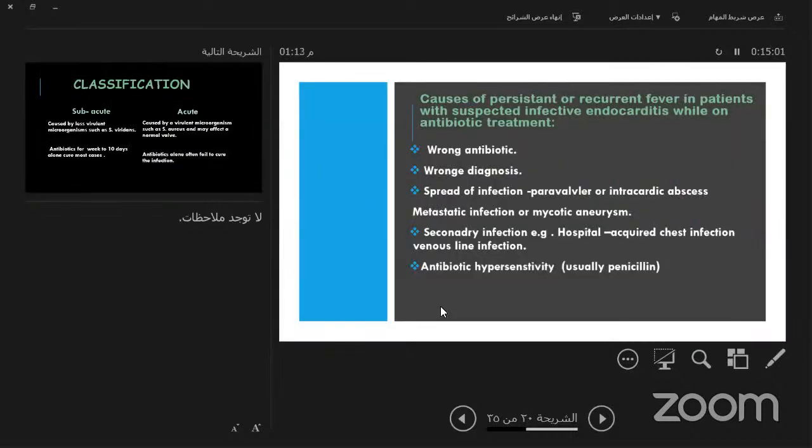Causes of persistent or recurrent fever in patients with suspected infective endocarditis on antibiotic treatment: wrong antibiotic or wrong diagnosis; spread of infection, like in cases of paravalvular or intracardiac abscess, metastatic infection or mycotic aneurysm; secondary infection, like in case of hospital-acquired chest infection or venous line infection; and antibiotic hypersensitivity, usually caused by penicillin.